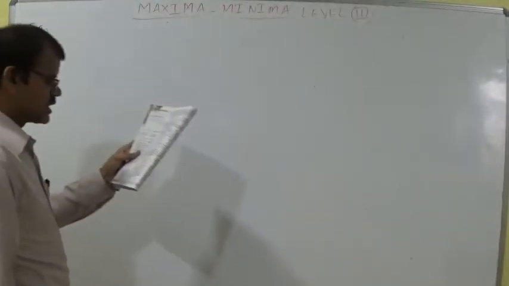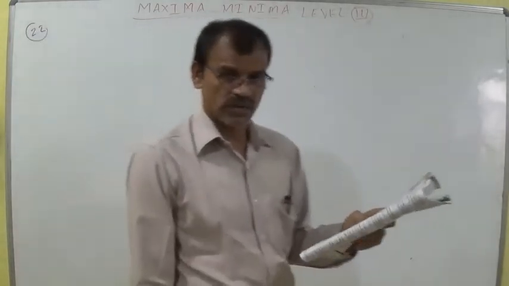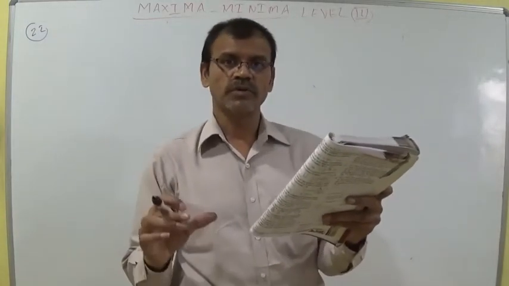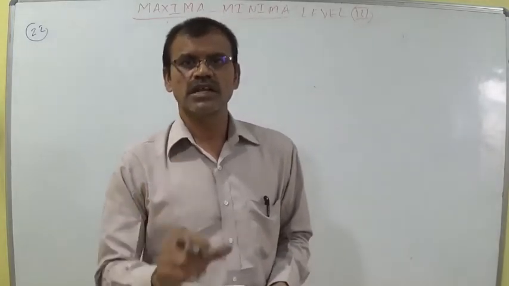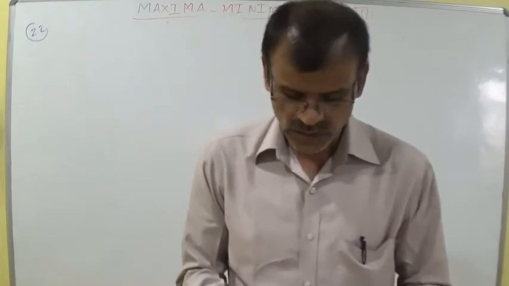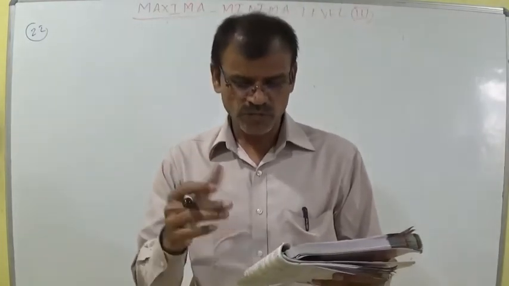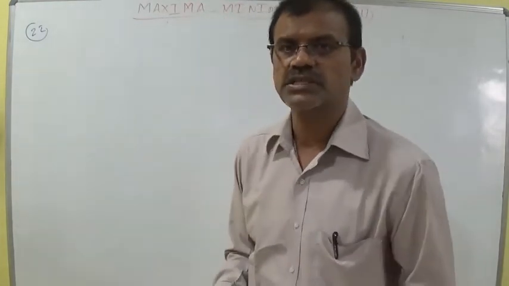The radius of a right circular cylinder of maximum volume. Here, put an underline: the cylinder which is having maximum volume. Radius of right circular cylinder of maximum volume, which can be inscribed in a sphere of radius capital R.